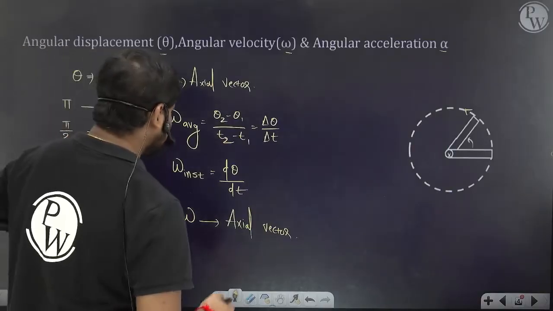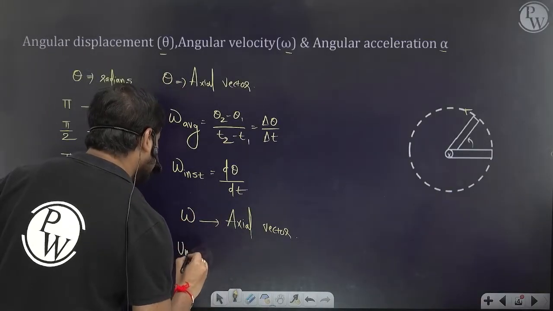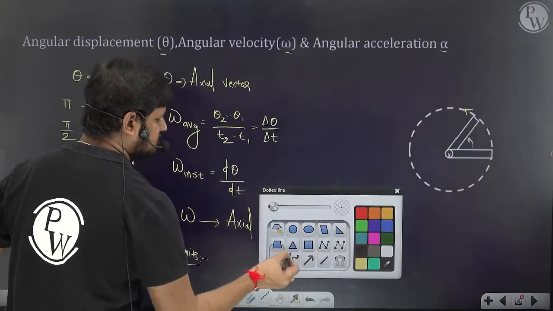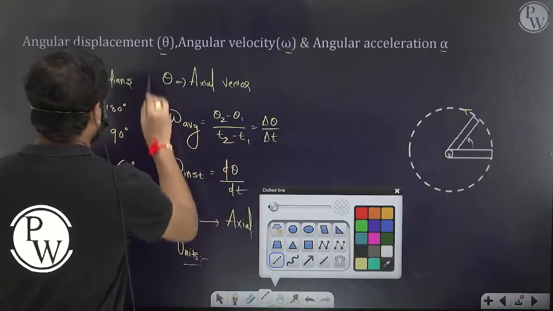So this is about omega. What are the units of omega? I am just recapping the previous terminology that we learned. So this is done.